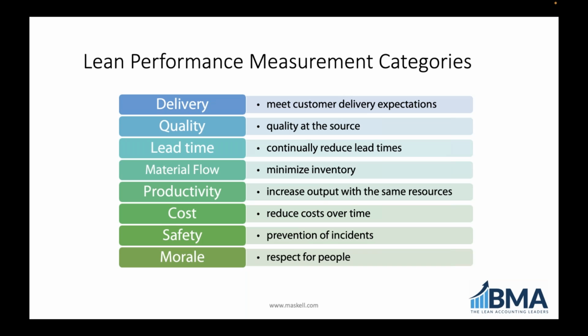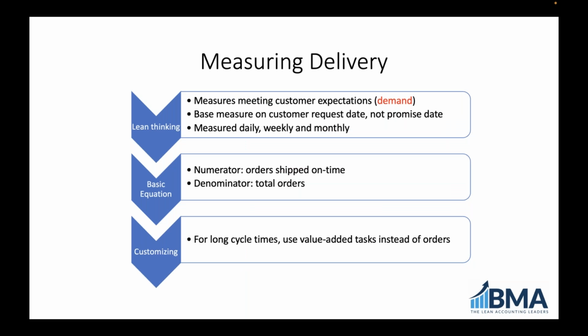Lead time, you want to continually reduce lead times throughout the business. Material flow, you want to minimize your inventory. You want to increase the velocity, the movement of inventory through your manufacturing company. Productivity is increasing output with the same resources. We want to reduce costs over time. We want to prevent safety incidents from occurring, and respect for people. Okay, so let's dive into these in detail.